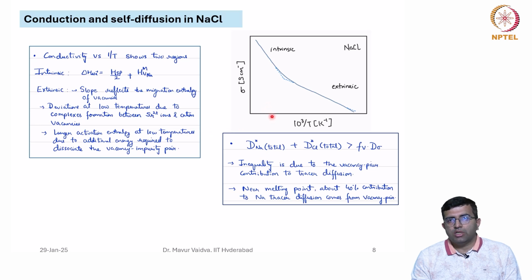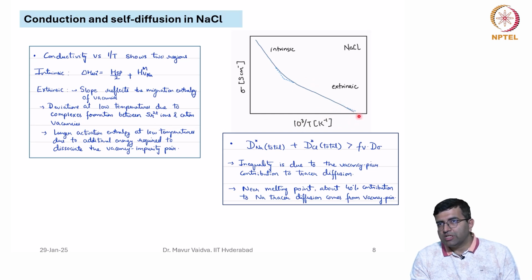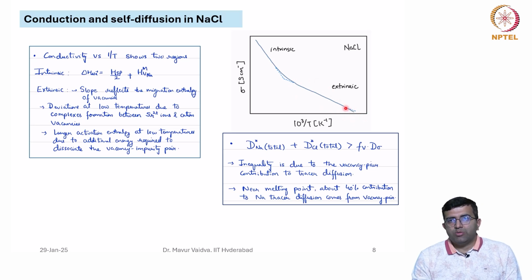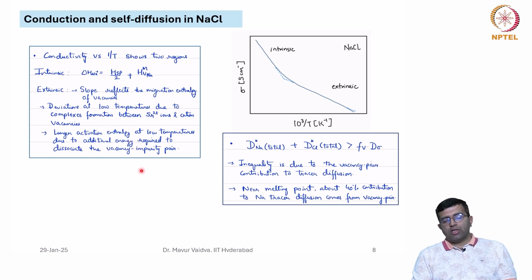So, these are the temperatures where the activation enthalpy is larger. We are not talking about this region, we are talking about this deviation, if you can notice a little bit, where the slope is becoming slightly larger. The larger activation enthalpy comes because additional energy is now required to dissociate the vacancy impurity pair.